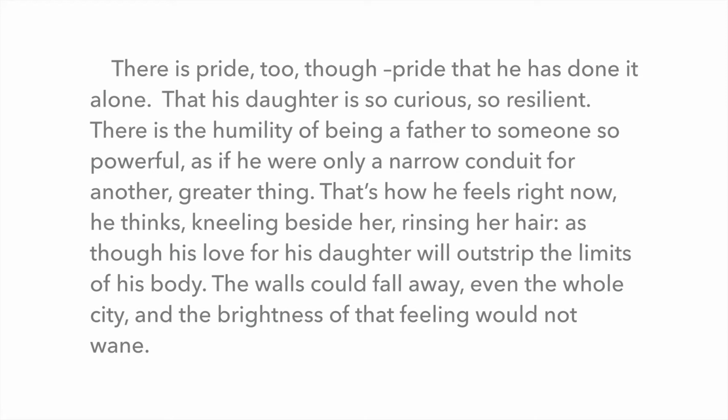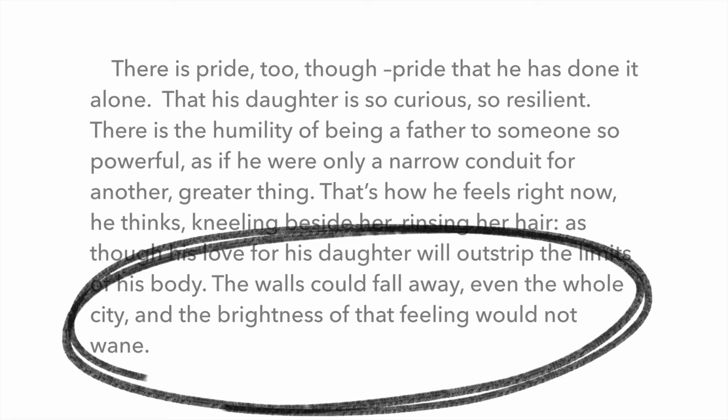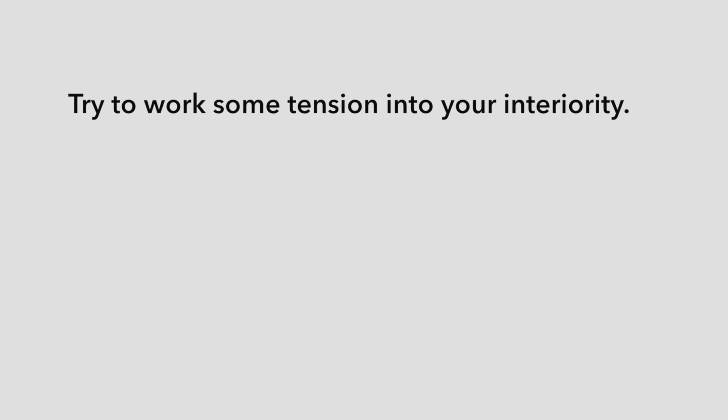Now, this is a beautiful articulation of a father's love for his daughter, but Dorr does something quite clever in the end here. The walls could fall away, even the whole city, and the brightness of that feeling would not wane. This novel starts with San Malo being bombed. We don't know the fate of Marie-Laure or her papa, but we do know that this city is going to be bombed and the walls are going to fall away. So even in the midst of this declaration of love, Dorr gives us a little tension. We're thinking, oh my God, he's going to leave her here and this city's going to be bombed. So try to work some tension into your interiority. So much of the interiority in this scene gives us a sense of impending loss, and that loss creates tension.